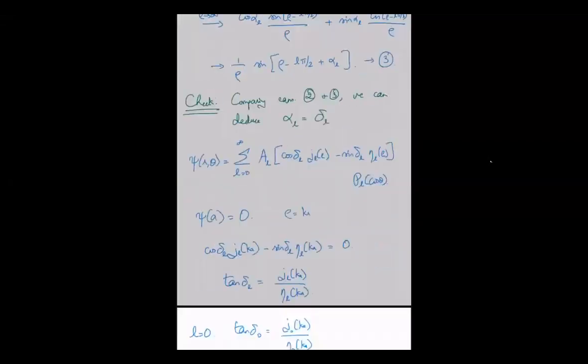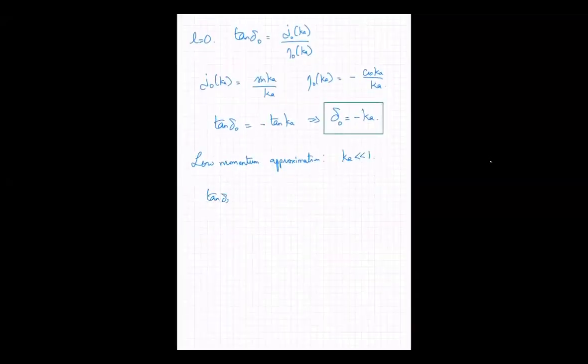So using this, we can argue that tan delta L for the higher L modes should be roughly equal to minus Ka to the L divided by 2L plus 1 double factorial. Sorry, Ka to the L divided by 2L minus 1 double factorial is the nature of the JL. And Ka to the minus L plus 1 divided by 2L plus 1 double factorial is the nature of the eta L. So this whole thing is actually quite suppressed for large Ls.